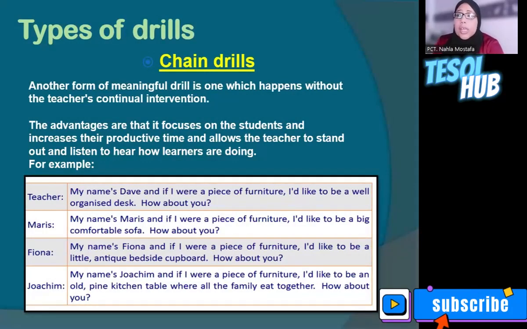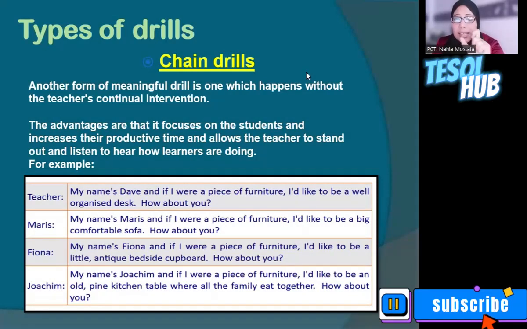Chain drills. Chain drills are another form of meaningful drills that we can use in our class, and it will be so much fun. It's now the time for their productivity. They have their productive time. So of course they will listen to their teacher. For example, look at the first example here. My name is Dave, and if I were a piece of furniture, I'd like to be a well-organized desk. How about you?